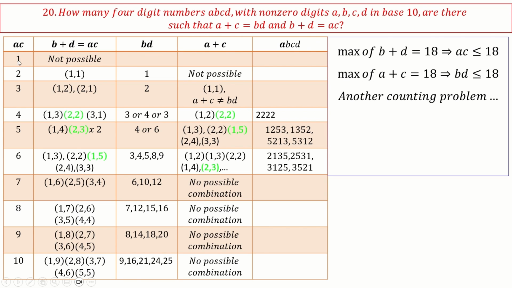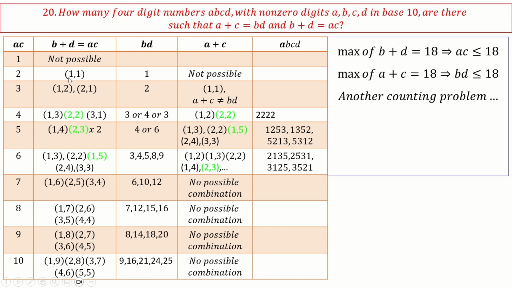So, let's take AC as 1. If A and C are 1 and 1, AC can be 1, but B plus D cannot be 1, because they are only positive non-zero digits, right? They are non-zero digits, and digits cannot be negative. So if you consider all that, B cannot be 0 and 1 is the only option, which is not possible here. Okay, so now you take AC equal to 2.